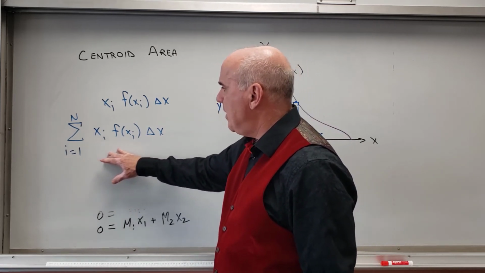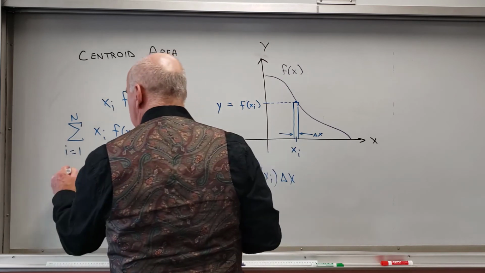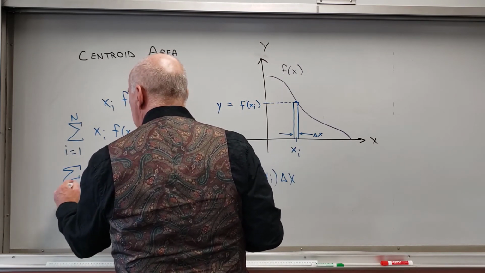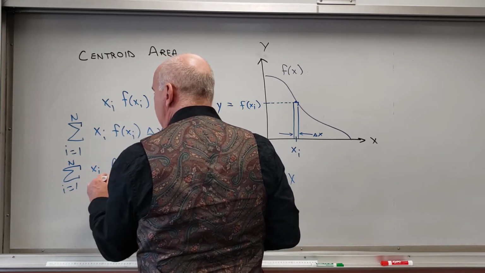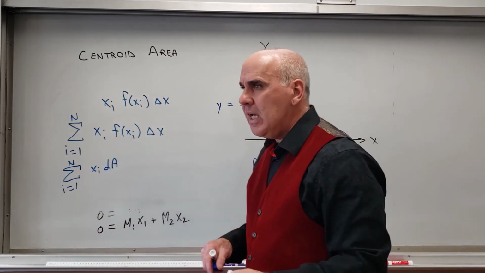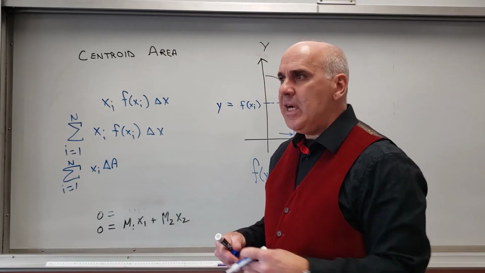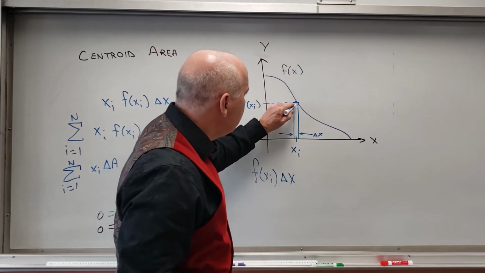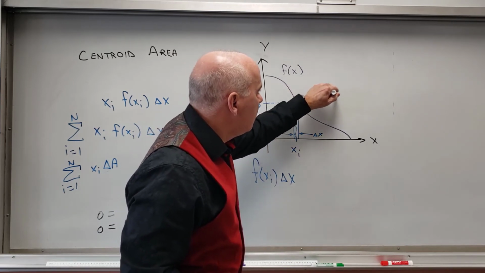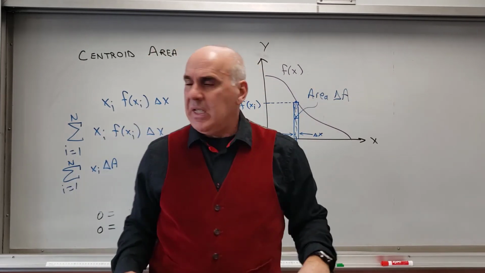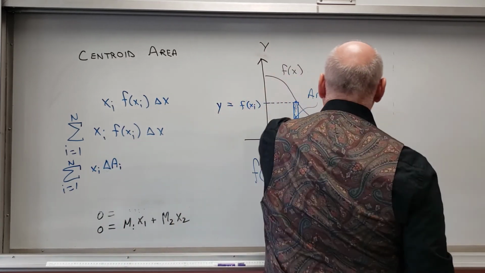Actually, I'm going to even change this a little bit. I'm going to write this out as the summation, i equals 1 to n, of x sub i times the area. So area, but I'm going to put a little dA there. Not dA, let me call it delta A. So delta A is the area of this rectangle right here. So that has an area delta A, and I'm going to add all of those together. In fact, maybe I'll even put a delta A sub i.